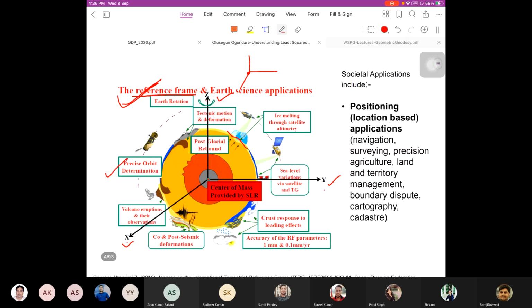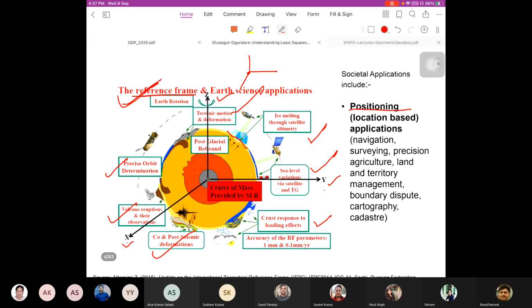Then you could determine the orbits. You can work on volcano eruption. You can work on post-seismic deformation after earthquakes. You can work on crustal response to loading effects, and you can work on sea level variation. You can work on ice modeling. You can work on tectonic motion and deformation. Obviously, these are all challenging tasks which we have to perform, but the realization of the reference system is only the initial point of it. If you do not have a very stable reference system, none of these applications will have a meaningful output.